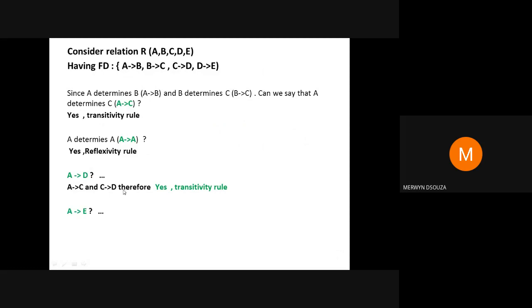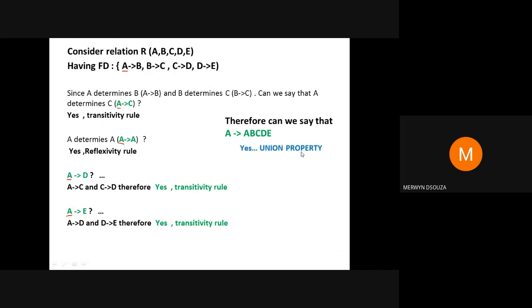Can we say that A determines E? Yes, we have just proven that A determines D and it's given that D determines E. Using that fact and the transitivity rule, we can say that A determines E. Now you can see that on the left hand side there is A: A determines A, B, C, D, and E. So can we say that A determines A, B, C, D, and E? Yes, using the union rule.